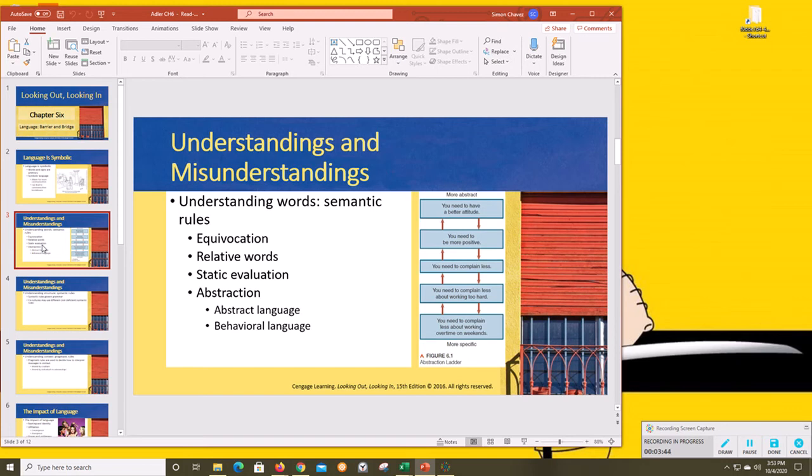So, semantic rules. Equivocation. Remember, many different words have many different acceptable meanings. Slang. This is what makes English so very hard to learn for those of you who are not native to English. It's stuff like this. Relative words. They gain their words through comparison. What is fast? What is slow? What is tall? What is short?